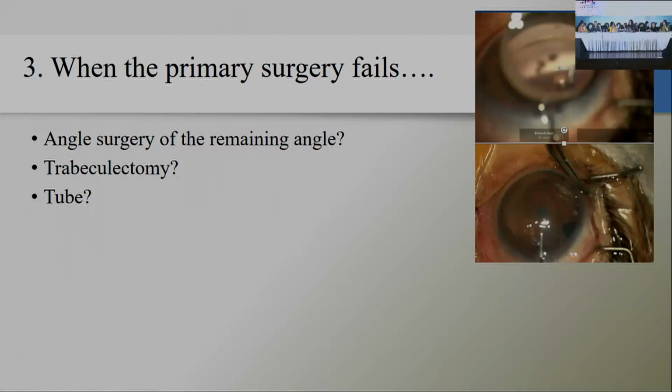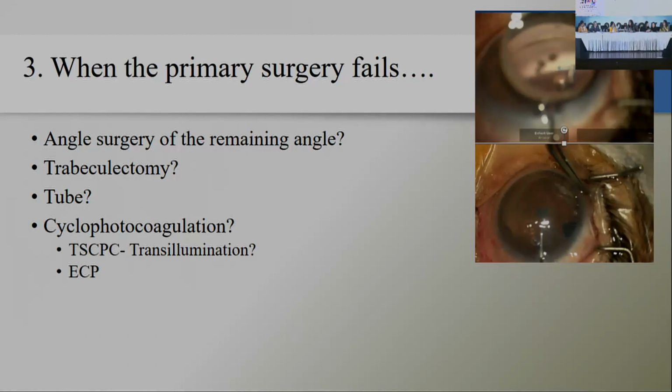If the oil bubbles are only in the superior angle, would you like treating the rest of the angle? But the rest of the angle is a normal angle. It is not a dysgenetic angle. So I don't think it will work. So moving on to Susmita, yes.